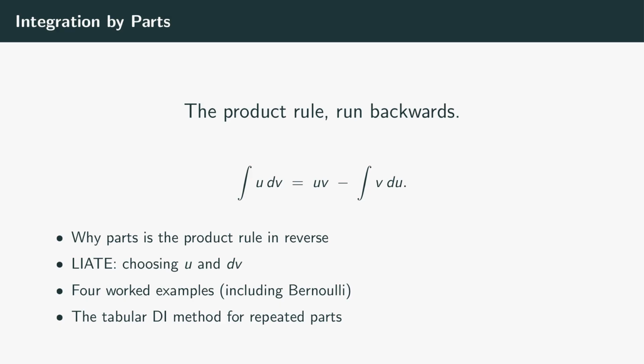The formula is short. The derivation is one line. The art, as always, is in choosing what to call u and what to call dv, and there's a beautiful little mnemonic called LIATE that gets it right almost every time. We'll cover the derivation, the LIATE heuristic, 4 examples in increasing order of slickness, finishing with Bernoulli's famous self-referential trick, and a tabular shortcut for when you have to do parts 3 or 4 times in a row.